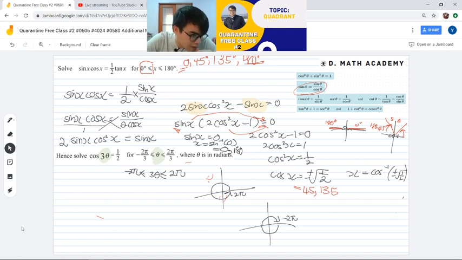So Labit asks about why only 2 results, not 4. You're referring to the cosine ones, right? It's because of the range given at the top. They say it's only 0 degree to 180. So the ones that is at the bottom, which is the third and fourth quadrant, I won't be including it.